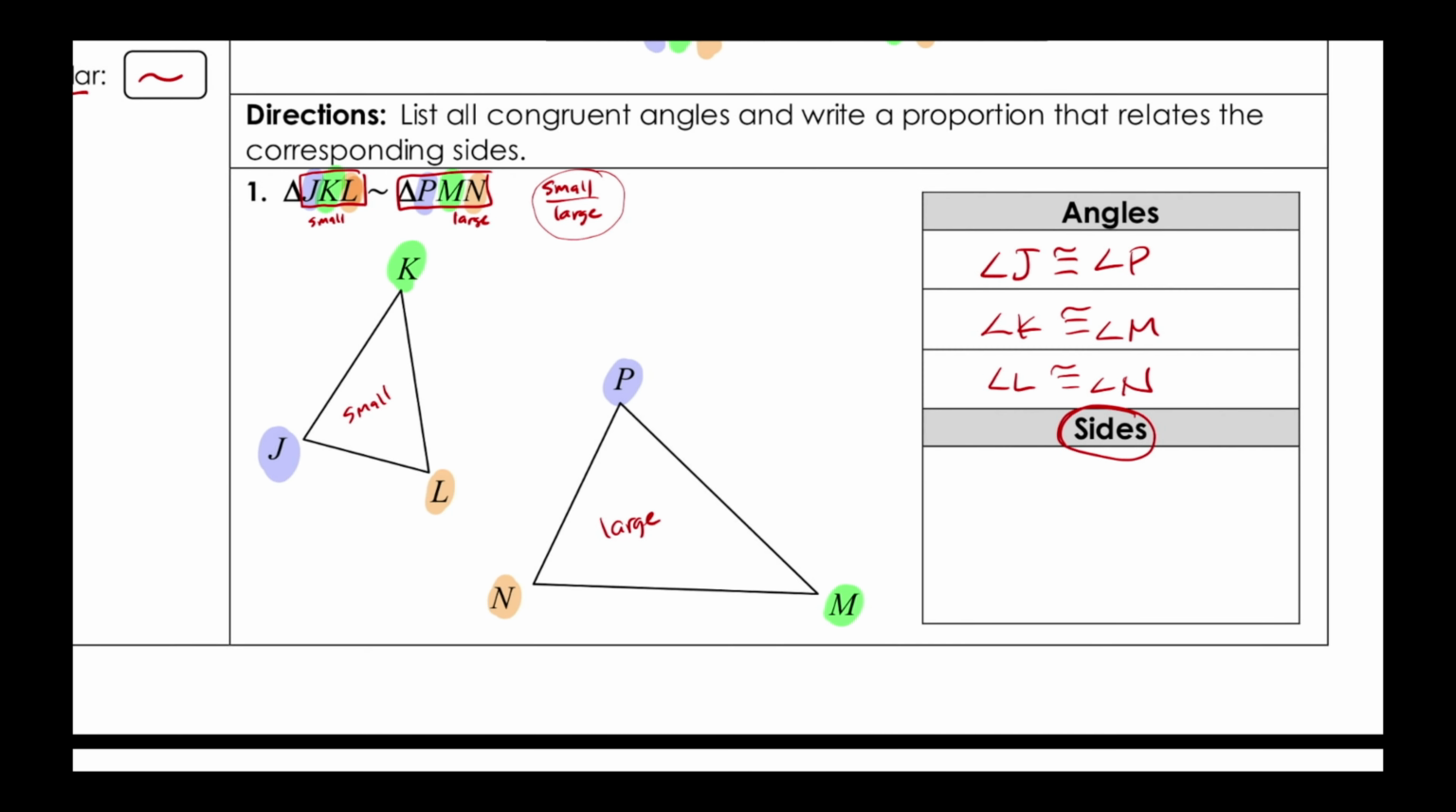So now let's do our ratios. One pair of sides. So let's look. How are we going to do this? Well, let's let the colors help us.